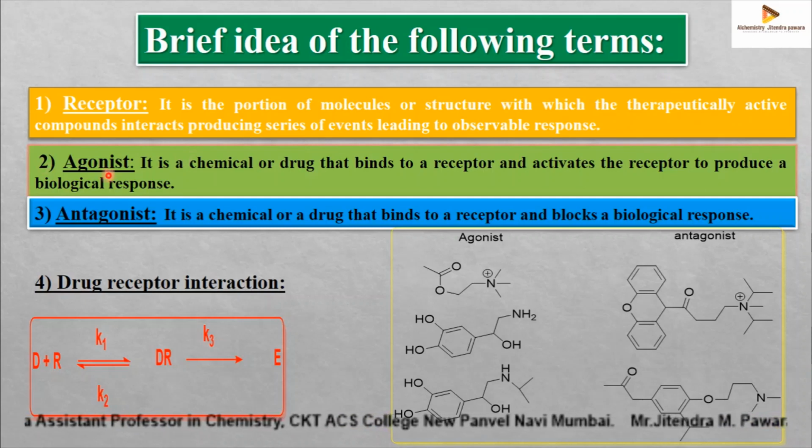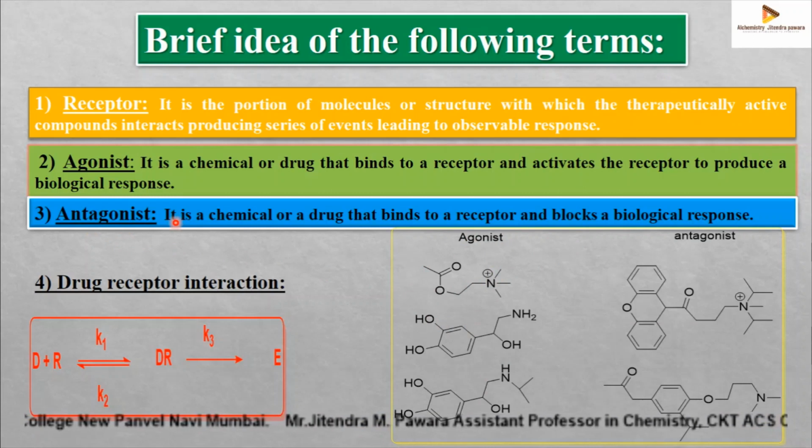Then next point is agonist molecule. It is a chemical or a drug that binds to a receptor and activates the receptor to produce a biological response. So agonist molecule is nothing but a chemical or a drug that binds to this receptor and activates that receptor to produce a biological response. These are examples of some drugs that act as an agonist molecule.